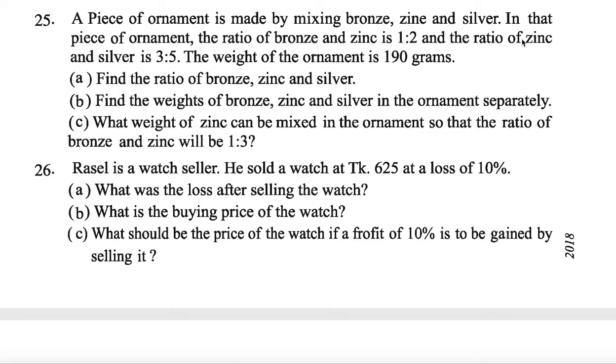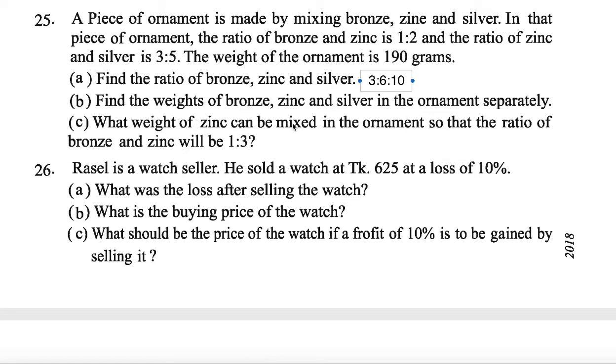Bronze, zinc, and silver. See, 3 here, 2 here. So multiply this with 3, multiply this with 2. So bronze becomes 3, zinc becomes 6, silver becomes 10. 3 is to 6 is to 10. That is the ratio.